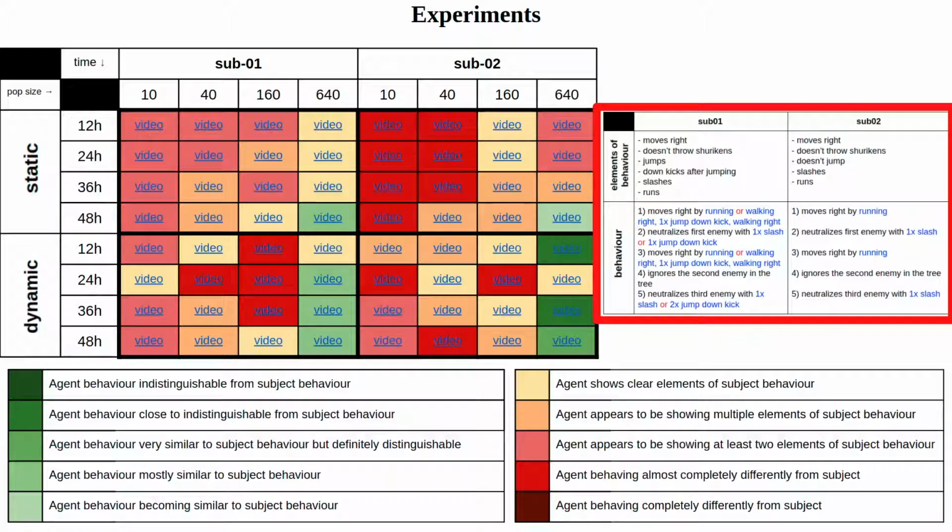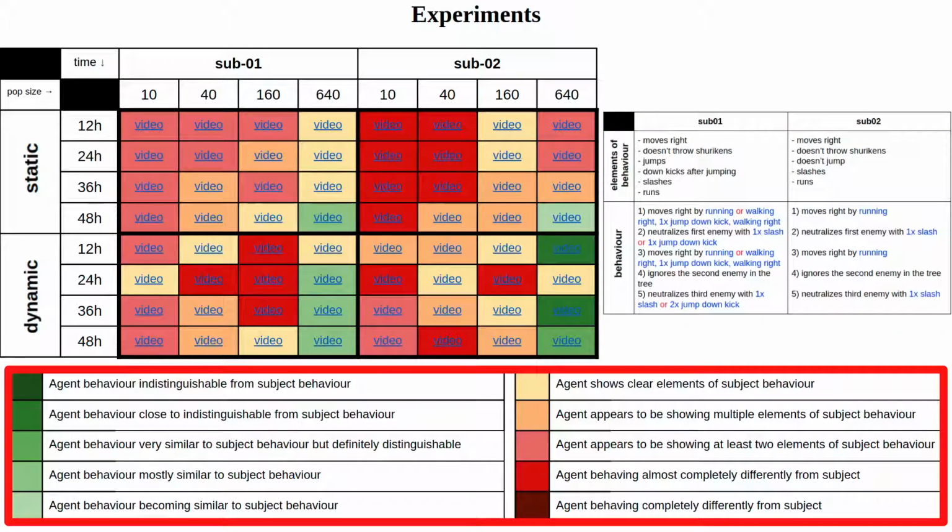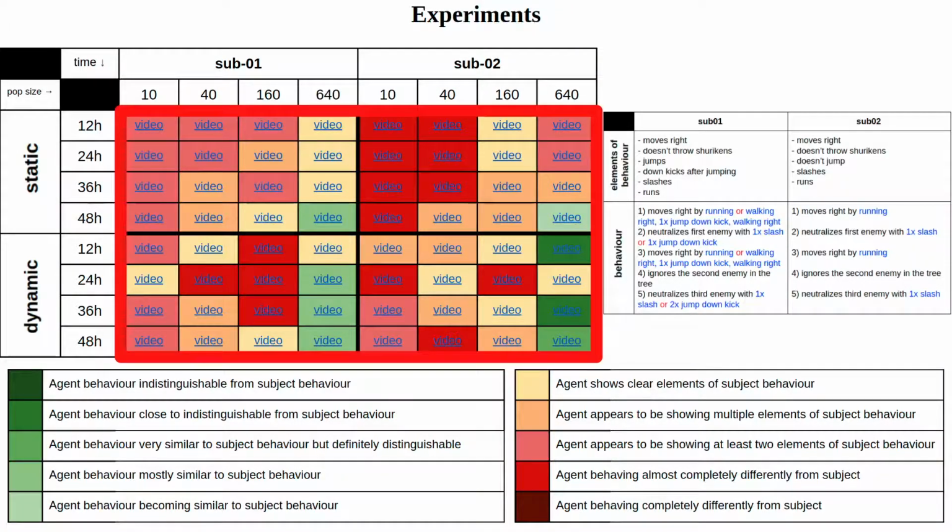In order to evaluate the quality of our results, we perform a qualitative analysis of each subject's behavior in the first 5 seconds of the game, and create a color grading scheme to compare the agent's behavior with the subject's. And here are our results. As you'll notice, for each type of model, running the algorithm for longer doesn't produce the biggest change in quality. However, increasing the population size clearly does.